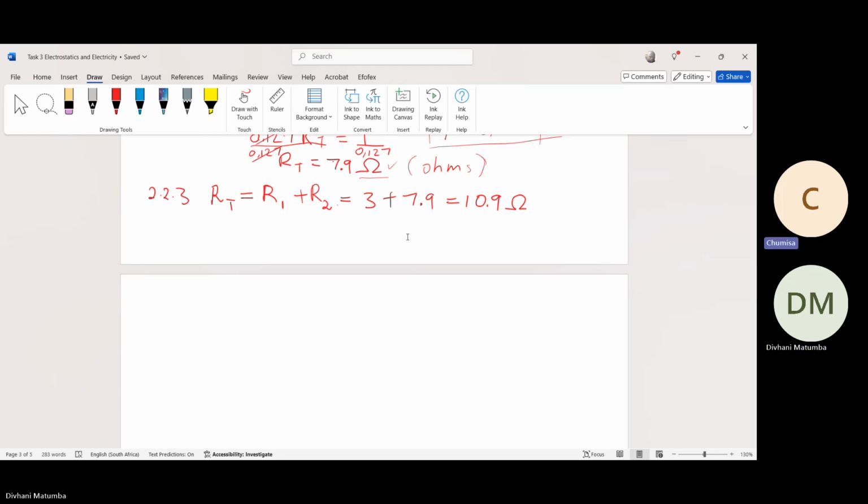You agree? Yes, sir. If there's another resistor, if there's resistor 3, what do we add? Plus 1 over R3. That's perfect. Okay, now how do we deal with resistors in series? How do we calculate the total resistance of resistors in series? If we have R1 and R2 and R3, how do we calculate the total?